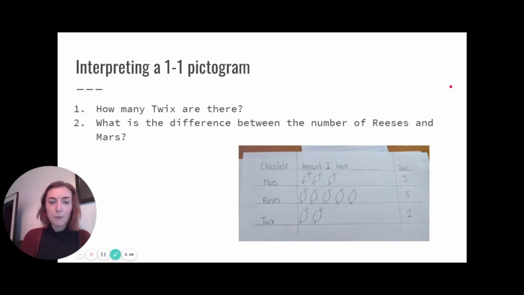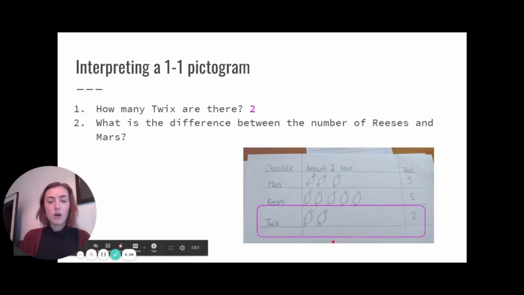So that's how you make a pictogram. Let's answer some questions about my pictogram. So have a look at it on the screen here. How many Twix are there? If you look at the pictures and shout out to me, how many Twix are there? That's right, if we go to the Twix row, we can see there are 1, 2 Twixes because it's really clearly drawn.